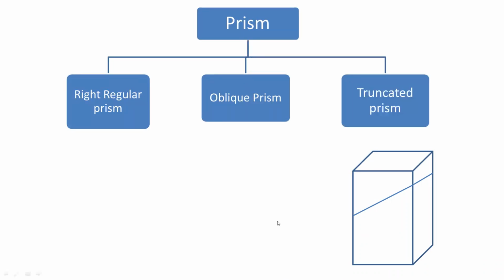So there are three types of prisms. The first one is the right regular prism. Second is the oblique prism. And third one is the truncated prism. Okay. So we will see what is the meaning of right regular prism, oblique prism, and the truncated prism.